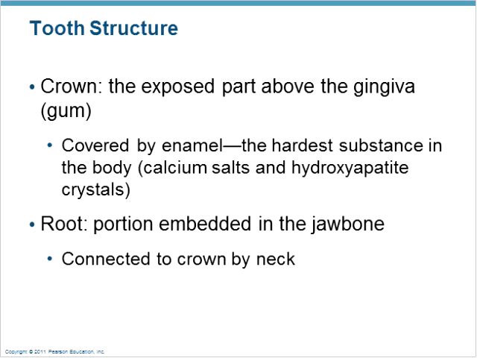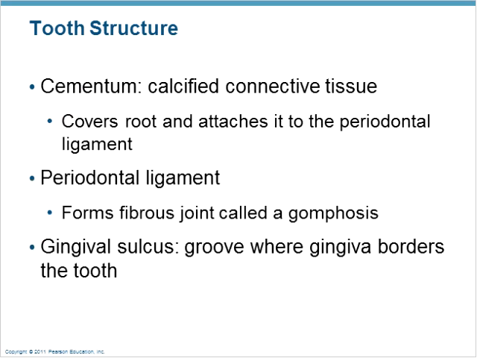The crown is the exposed part above the gingiva of any tooth. It's covered by enamel, the hardest substance in the body, made up of calcium salts and hydroxyapatite crystals. The root is the portion embedded in the jaw. And so the root is below the gum, and it's connected to the crown by the neck. The neck is the place where the gum and the tooth intersect. So the line the gum makes is really the neck of the tooth.